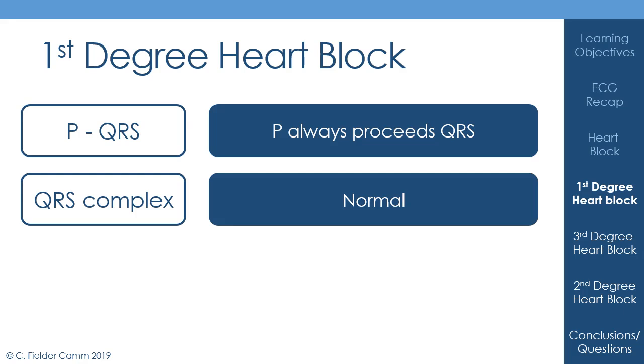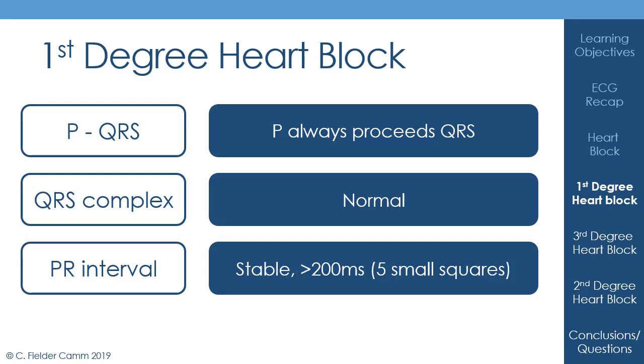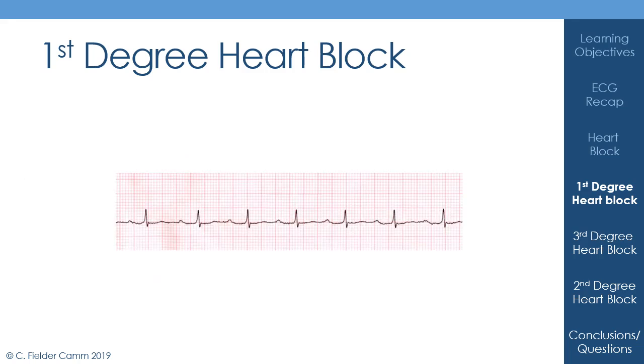But in and of itself, the first degree heart block does not change the QRS complex. It's just this stable, prolonged PR interval, so it's greater than 250 milliseconds, and it's the same beat to beat. So it's just the same PR interval that's longer.